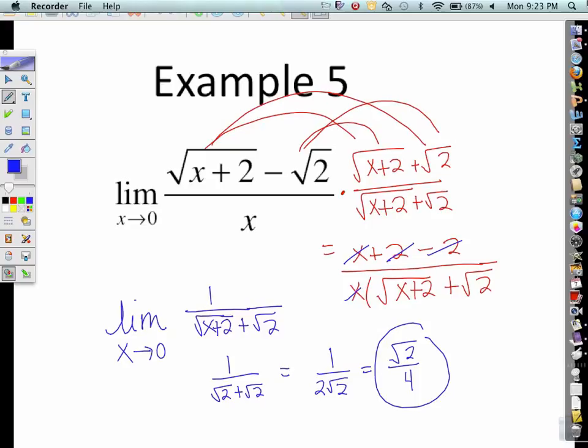So that's kind of some basic rules here that we use for evaluating limits. I'm going to go ahead and end this video. In the next video, we'll look at limits with the graphing calculator and limits from one side.